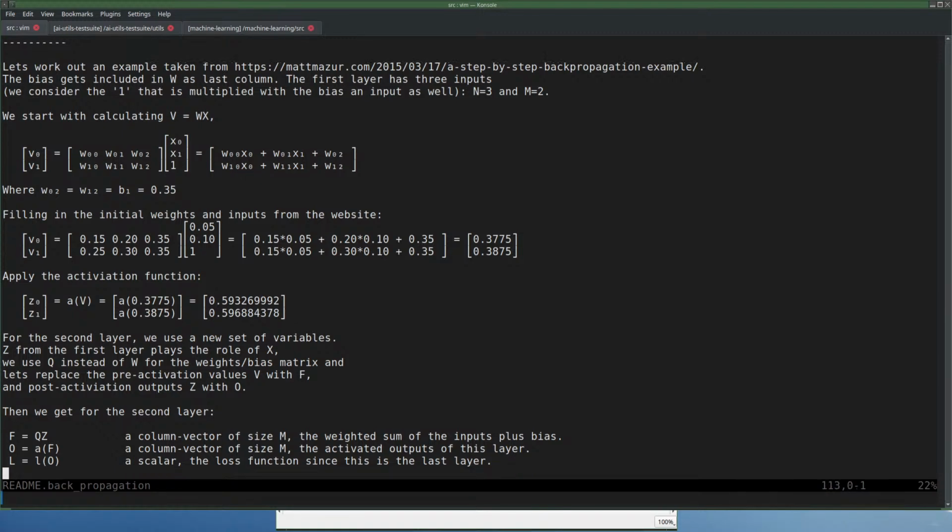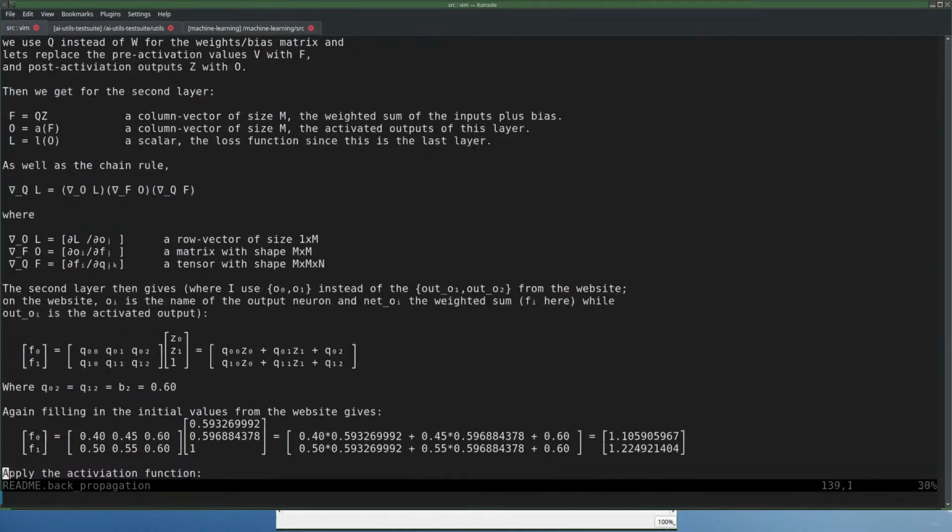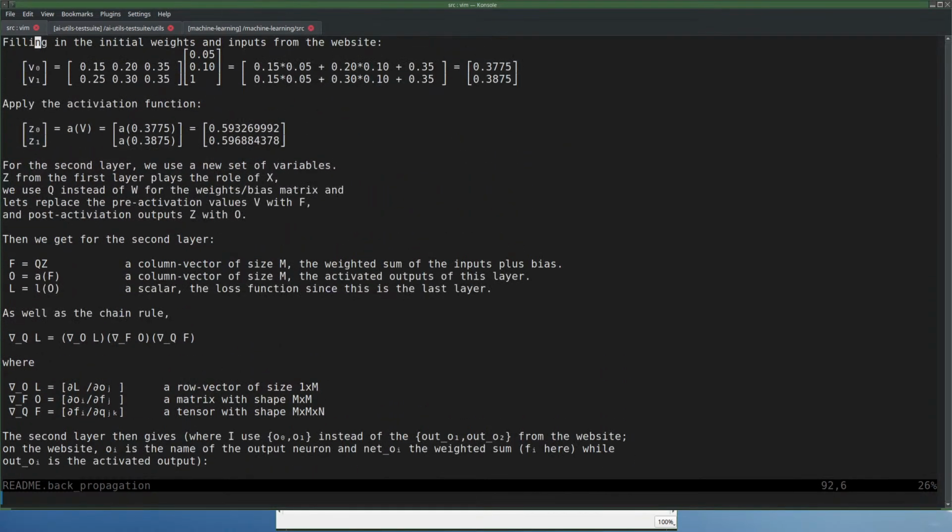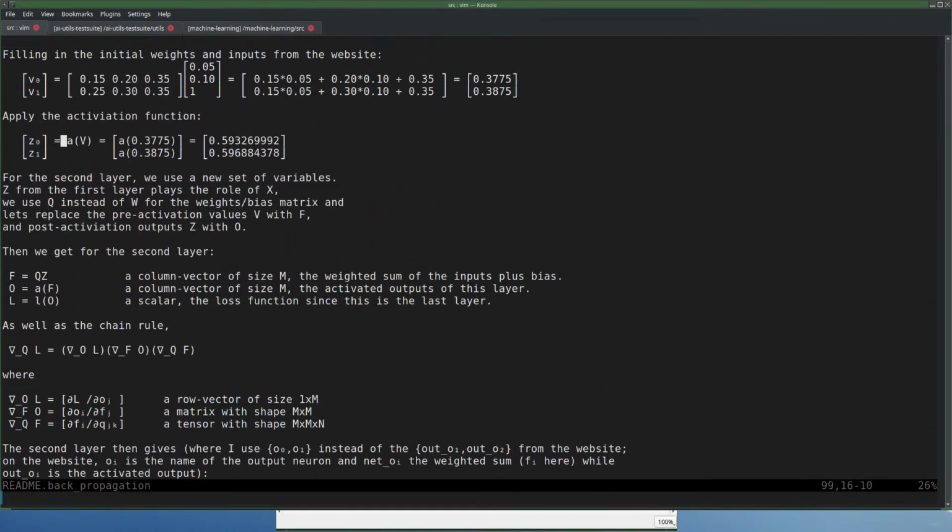Then we have to do the second layer, and I needed a new alphabet, so we just renamed everything. Theoretically it's the same thing, it's just not W times X, but now it's Q times Z. And then the activation function and the loss function. We should not have had a loss function up here, right? This is just directly the activation function. Z is the output of the activation function of the first layer, and that's what we use as input for the next layer. Only at the end do you apply the loss function.